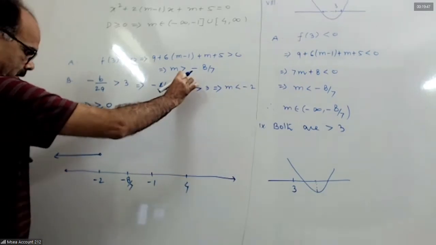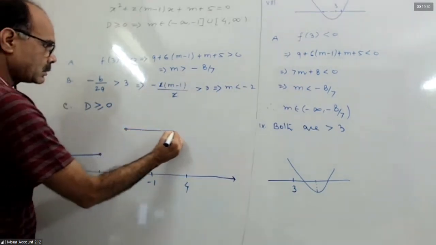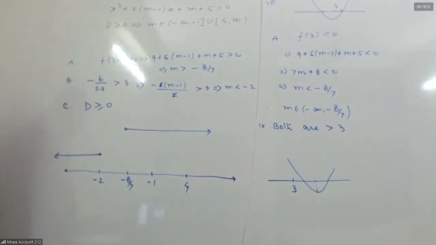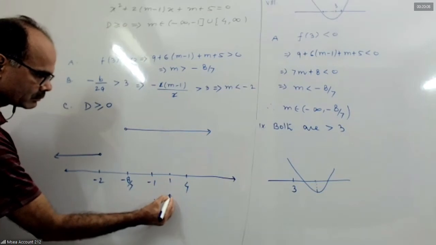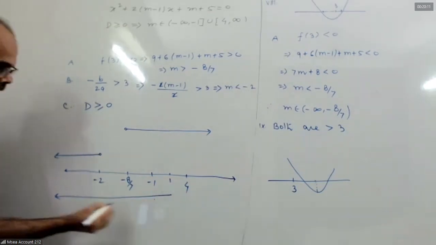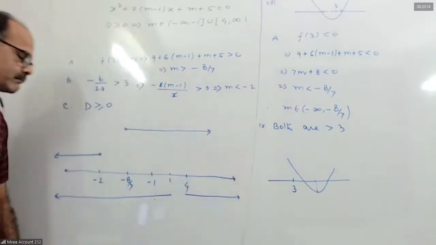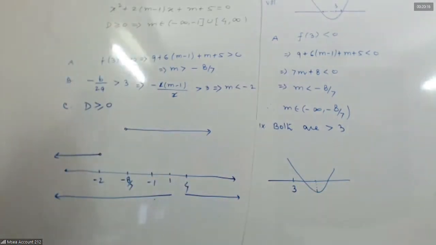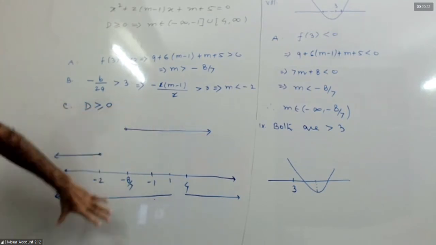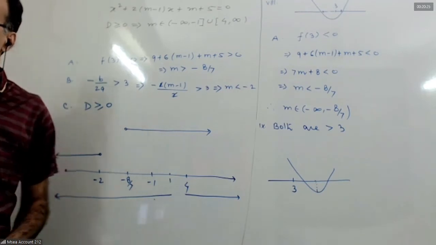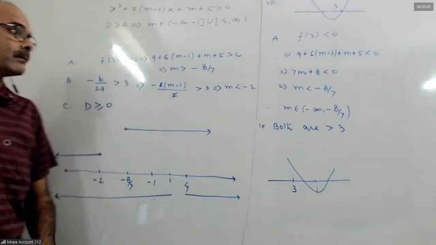First set, m greater than minus 8 by 7. What was the question? Both roots are greater than 3. What is the intersection? Null set. Correct. Because the intersection of this set and this set is the null set, therefore no solution.